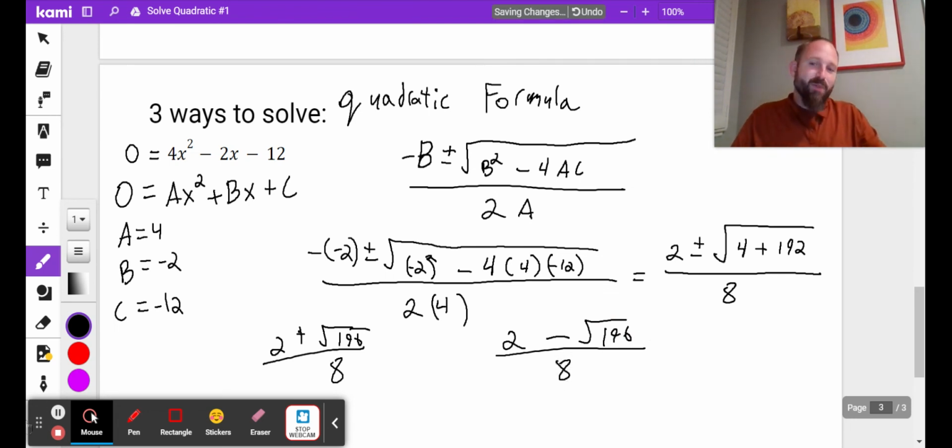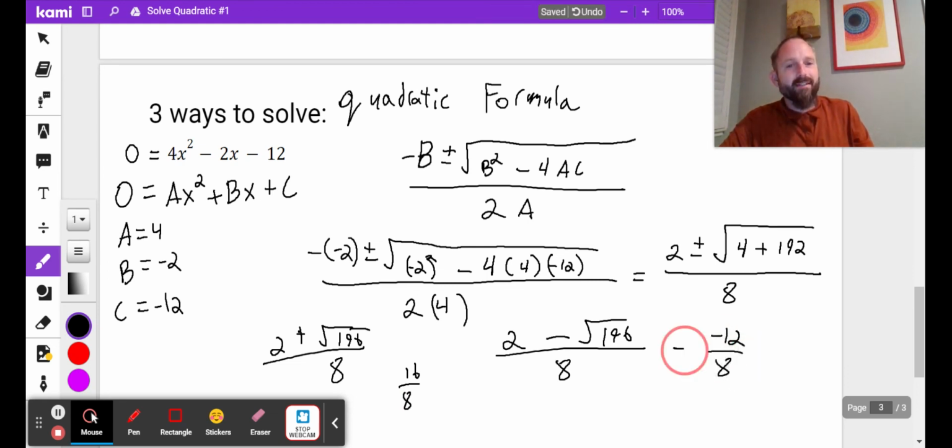So let's pause and show you. Using my calculator, using tools appropriately, the square root of 196 is 14. So 2 plus 14 is 16 divided by 8, and 2 minus 14 is negative 12 over 8. Well, what does that give us? It tells us that our solution is x equals 2, or, dividing by 4, negative 3 halves.